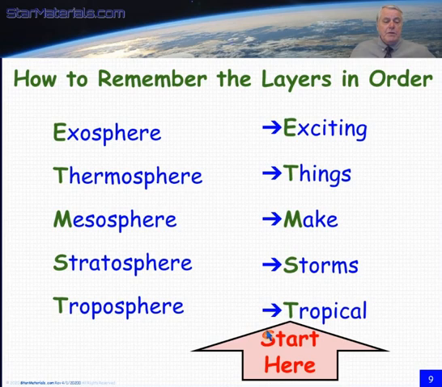So if we can remember this, tropical storms make things exciting. That makes sense. Troposphere, stratosphere, mesosphere, thermosphere, exosphere. Tropical storms make things exciting. It's an easy way to remember the layers of the Earth's atmosphere in order.